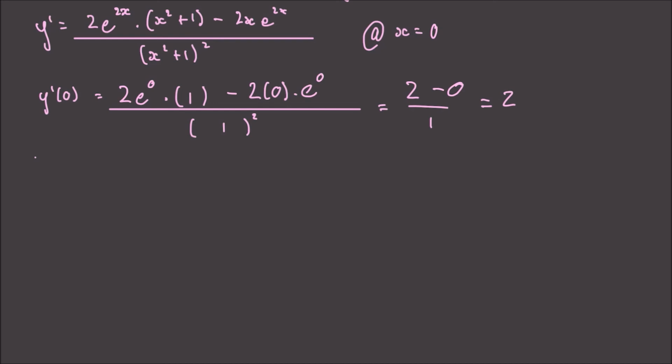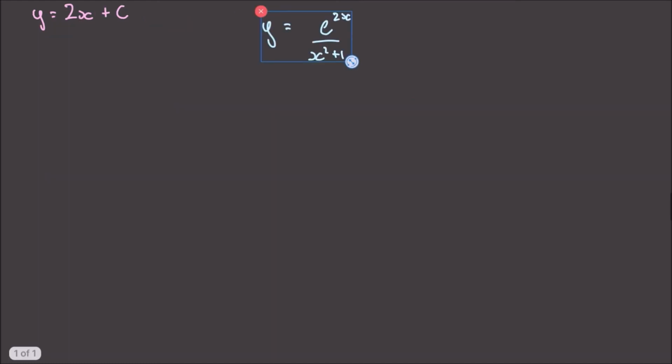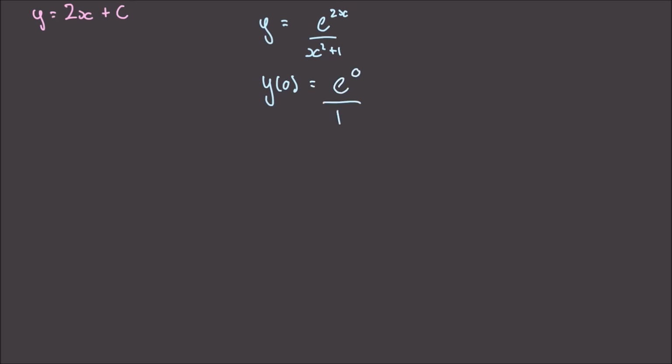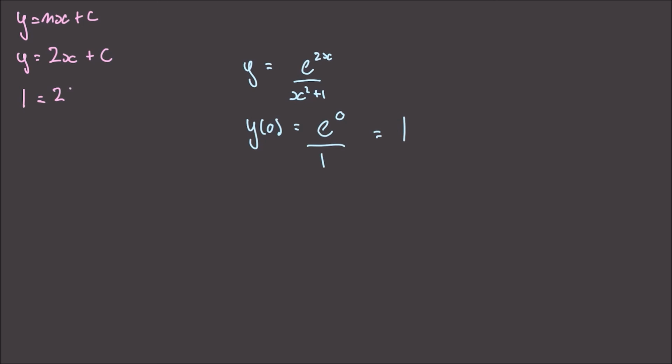So here's our gradient that has been found. We're going to need to plug it into y equals mx plus c. We know that m is going to be 2 now. Just using the original equation, we have to find the y value that matches x equals 0. So it's going to give us just a simple value of 1. So we know that when x is 0, y is 1, the gradient is 2, and that will give us a c value of 1.